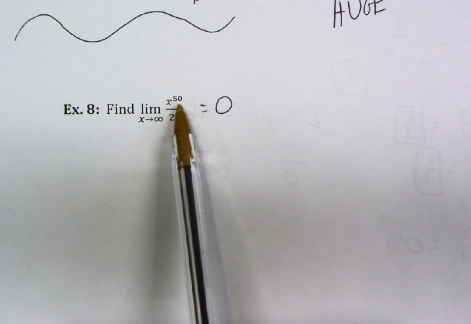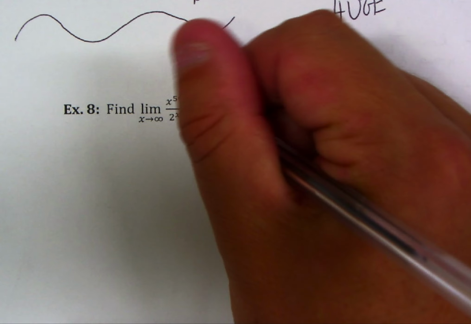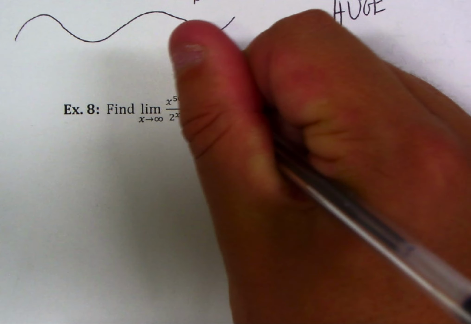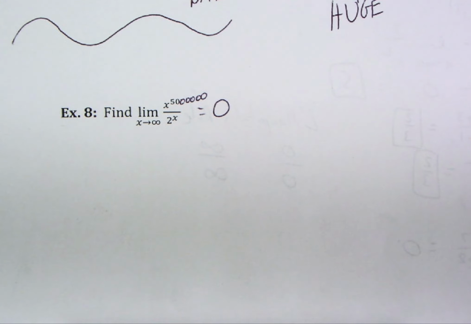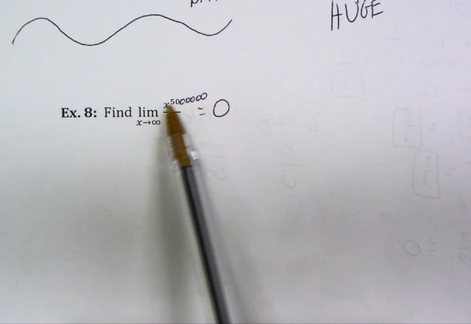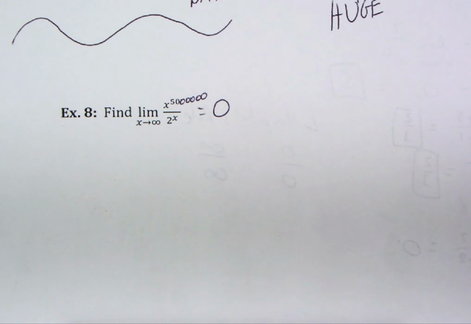And that's true no matter how big I make this exponent. If I made this 5 million, or whatever I wrote there, it doesn't matter. Eventually, 2 to the x will take over this polynomial function. Infinity is that gigantic, okay? So I wanted to point that out.